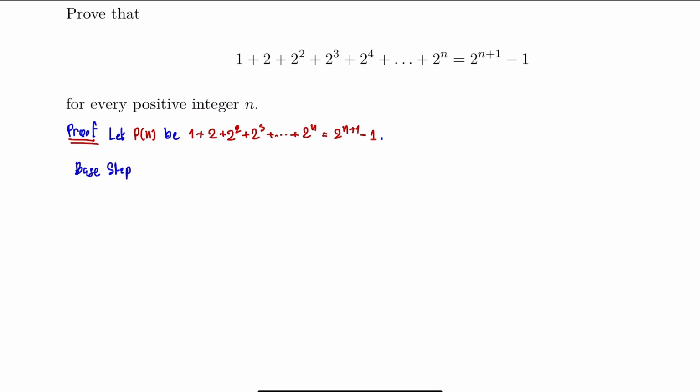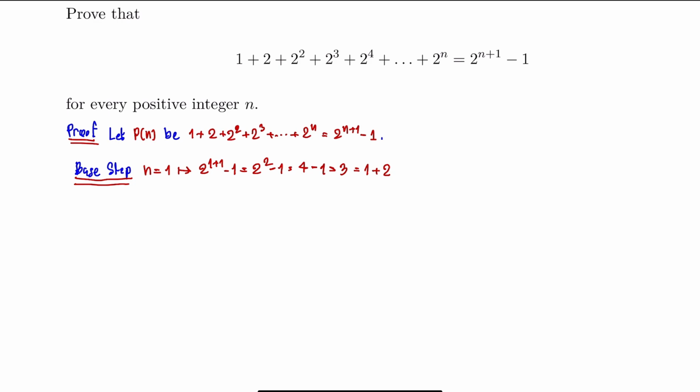So what is the base step? So we start with n equal to 1. Then what do we have? 2 to the 1 plus 1 minus 1 turns out to be 2 to the 2 minus 1, which is 4 minus 1, which is 3. And as you can see, when n is 1, we have 3, which is the first two terms, which is 1 plus 2.